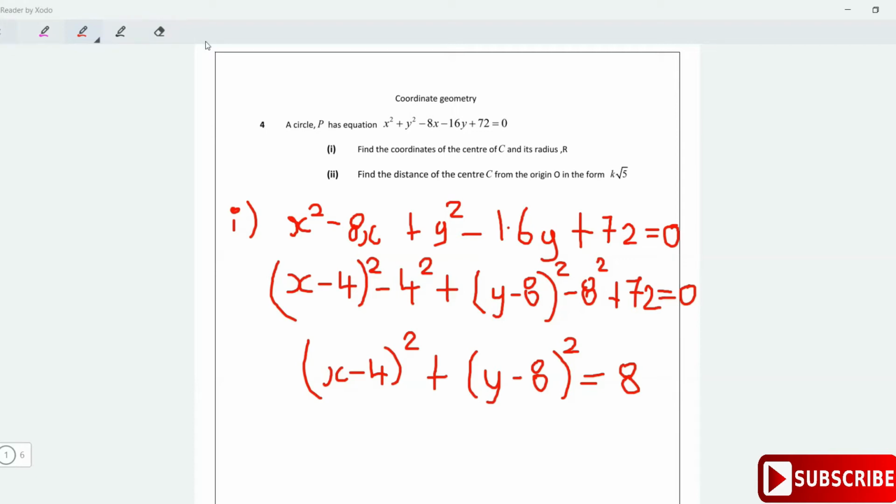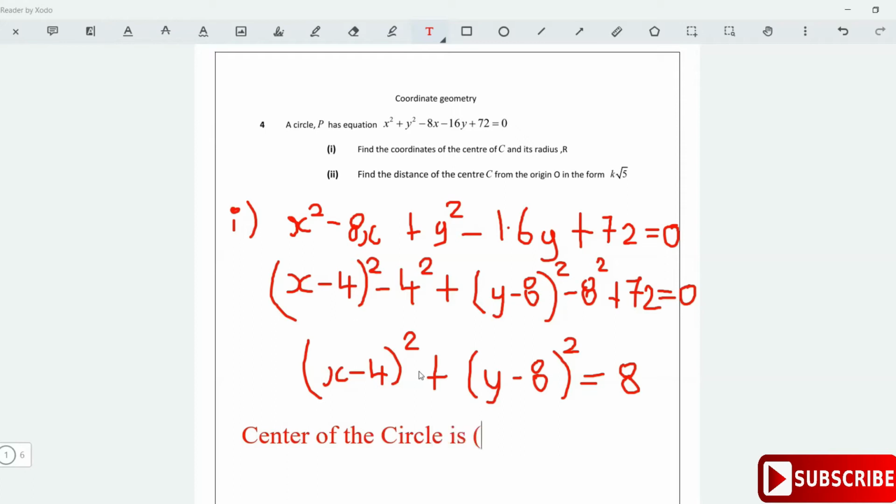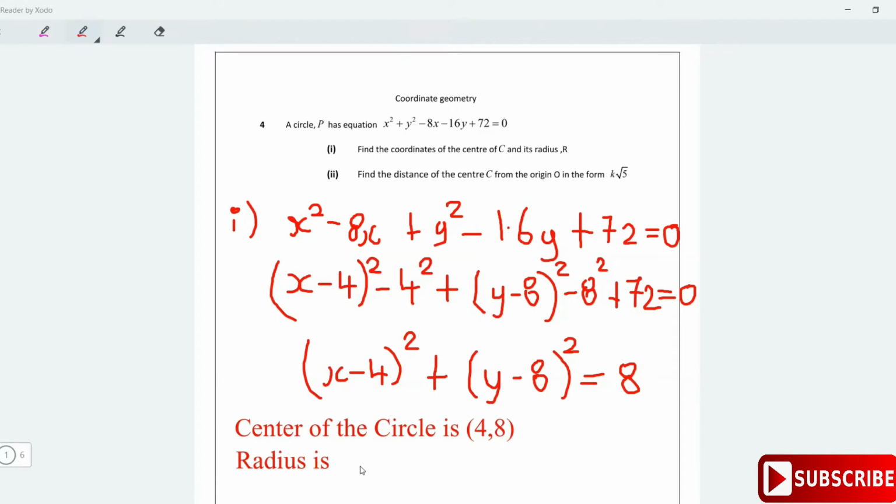So what does that mean? That means the center of the circle is the x coordinate, which is 4, and the y coordinate, which is 8. So the center of the circle is (4, 8). Then what is the radius? The radius of the circle is the square root of 8. Always remember it's the square root of the number here. So the radius is the square root of 8. That's part one. Nice and easy.